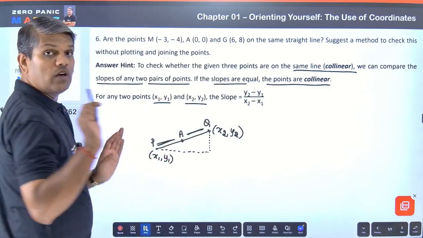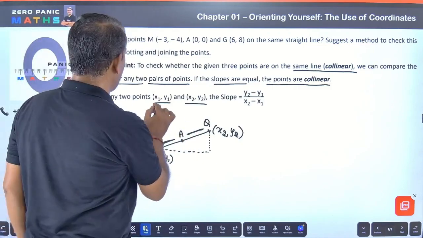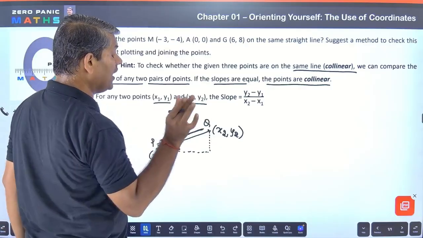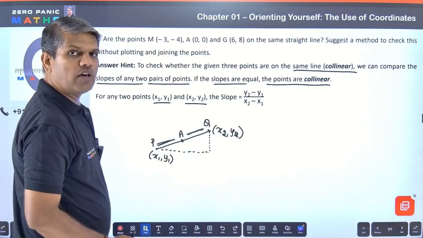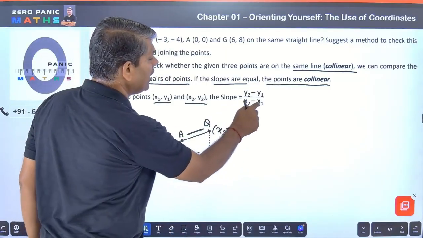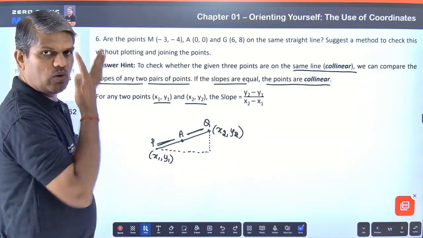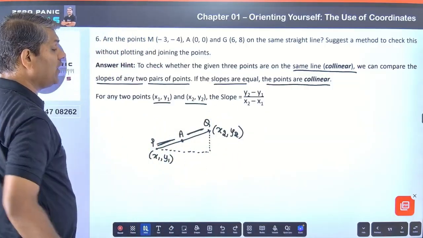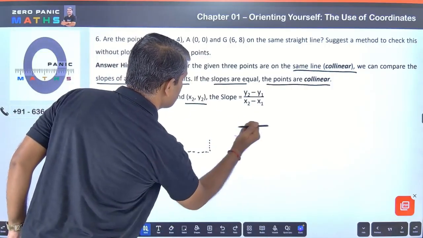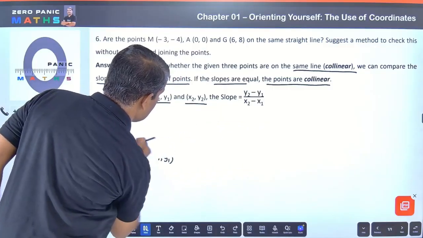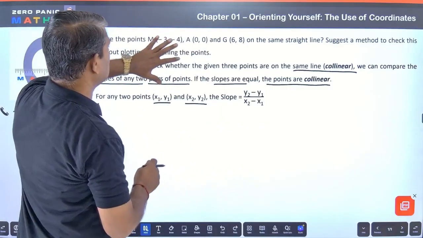Okay, so now you should understand that to find the slope of any 2 points, this is the formula: change in y coordinate value, that is y2 minus y1, divided by change in x coordinate value. Okay, so this much is sufficient for now. Now this is about the theoretical explanation. Let us see how we solve this problem.